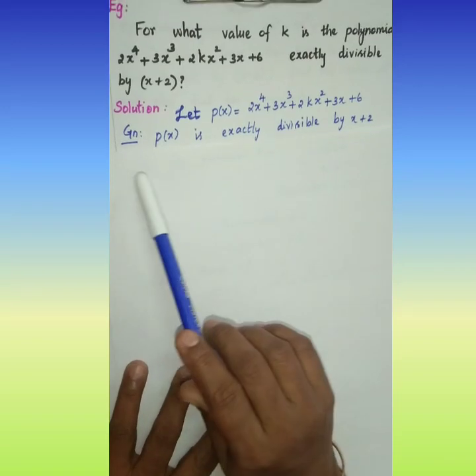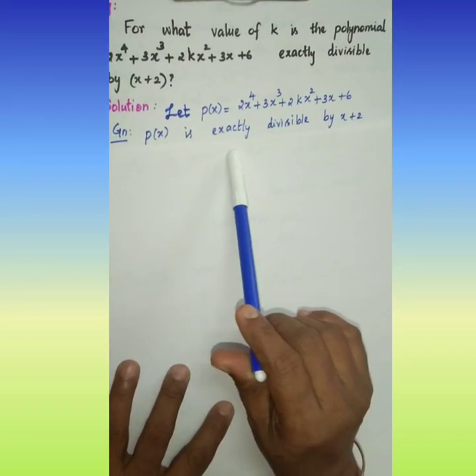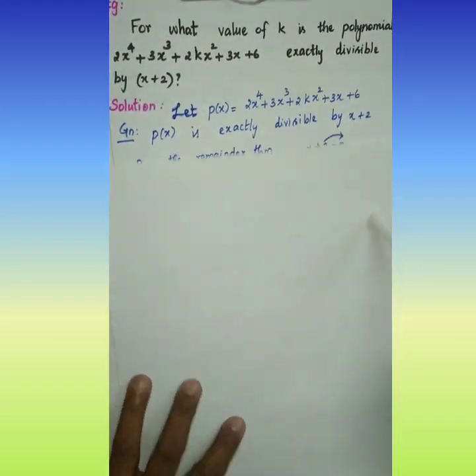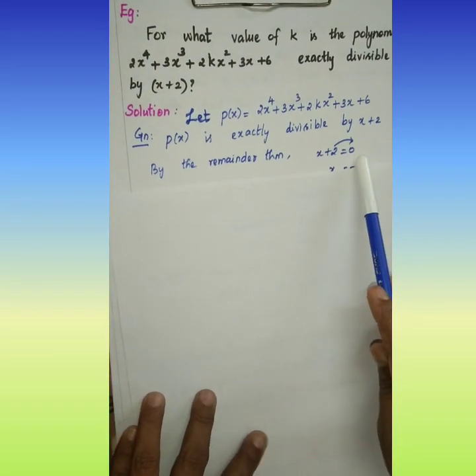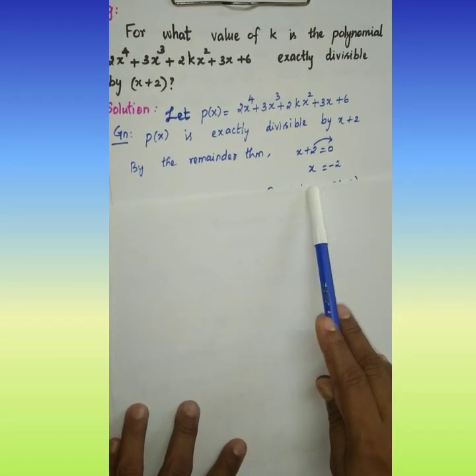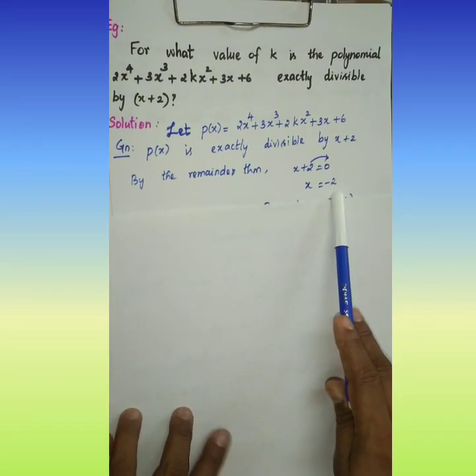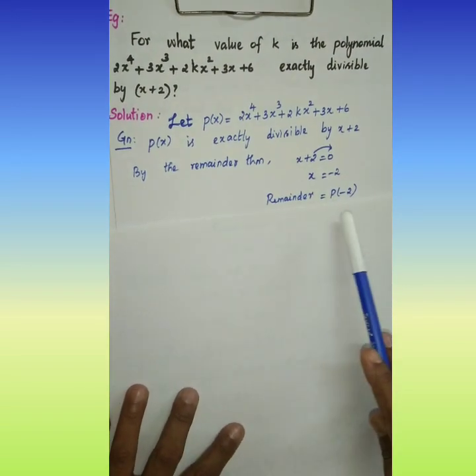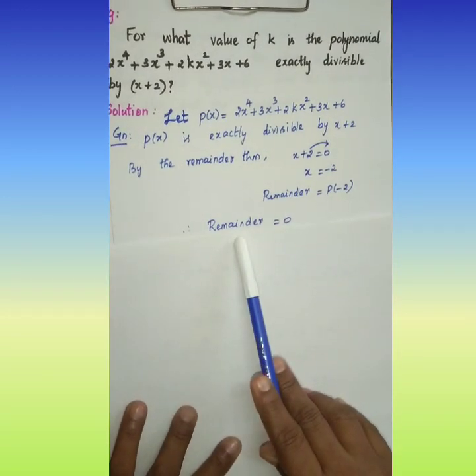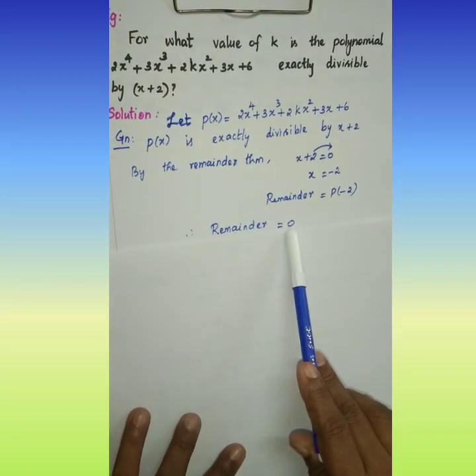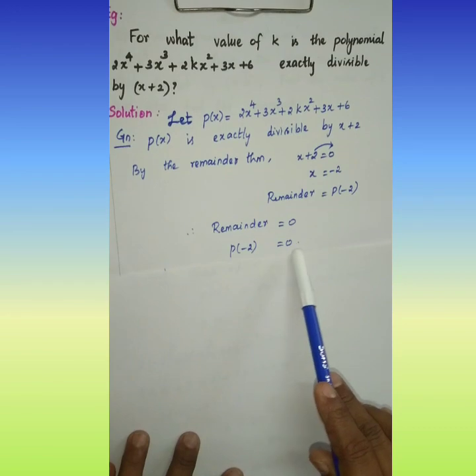By the remainder theorem, the linear polynomial x plus 2 is equal to 0, so x is equal to minus 2. Plus 2 comes as minus, so x equals minus 2. Therefore the remainder is p of minus 2. So the remainder is equal to 0. That is, p of minus 2 equals 0.